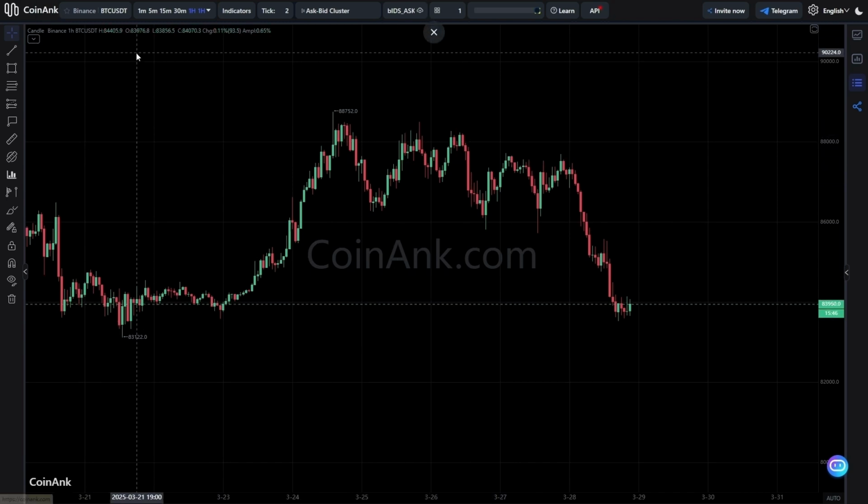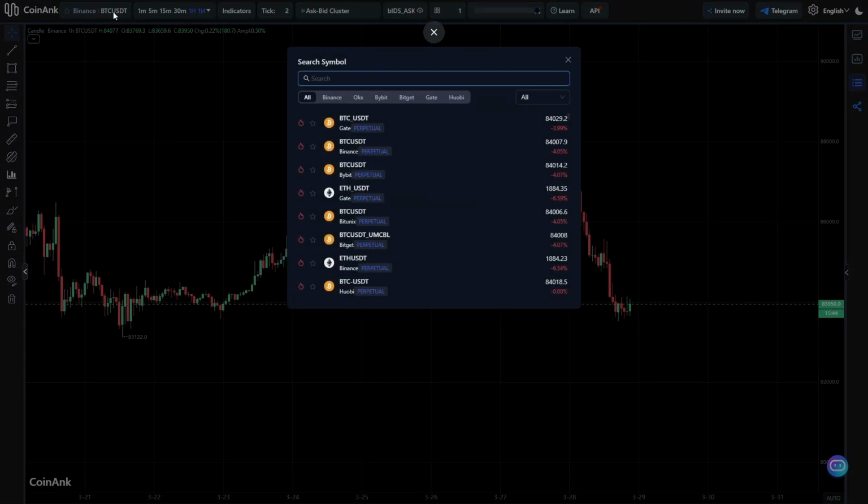So first of all, we're on CoinAnk. Right here we can select our coin. I'm now on Bitcoin, on the Binance chart, on the perpetuals. I prefer to use Binance as it usually has the highest volume, but you can also use OKX, Bybit, Bitget, Gate, and so on. Here you can select your coin. You can also go for Ethereum, XRP, any coin you like.